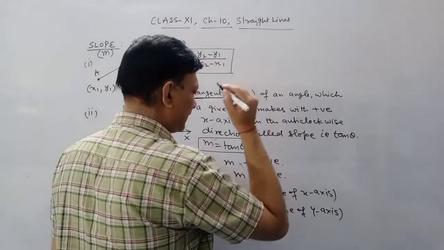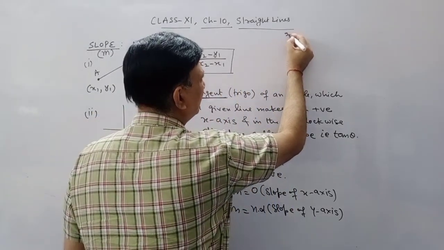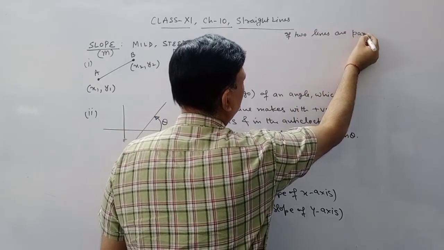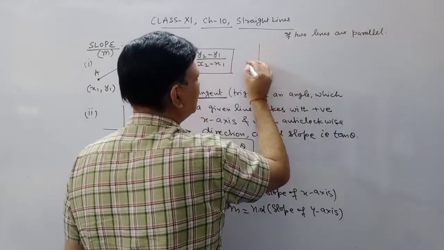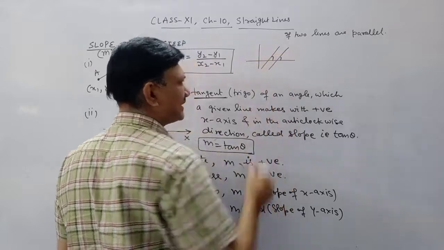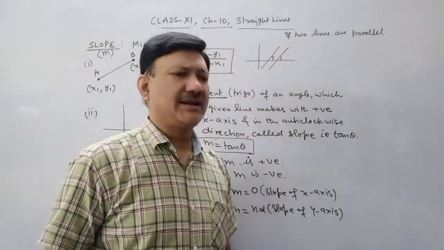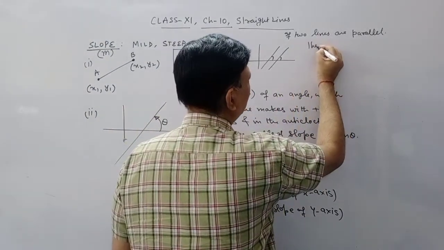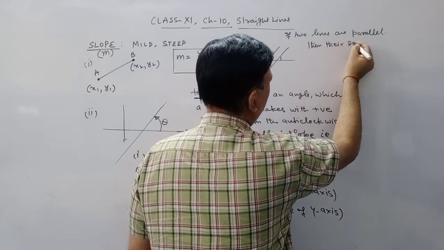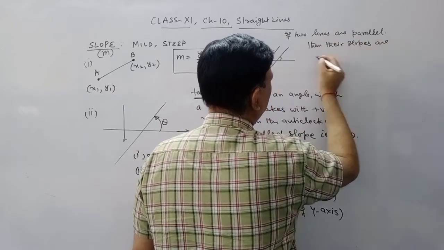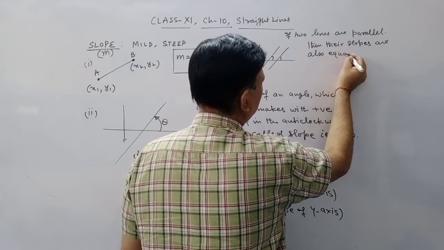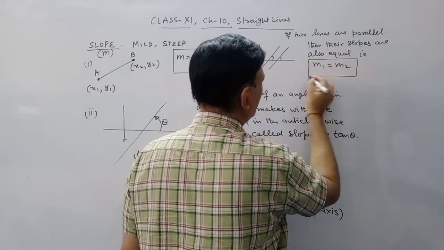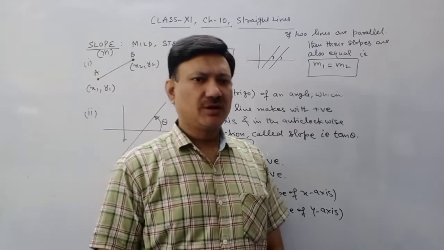After that, the next topic: if two lines are parallel like this, then both the angles are the same because they are corresponding angles. So if two lines are parallel, then their slopes are also equal. That is, m1 is equal to m2.